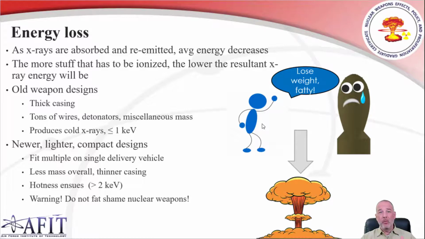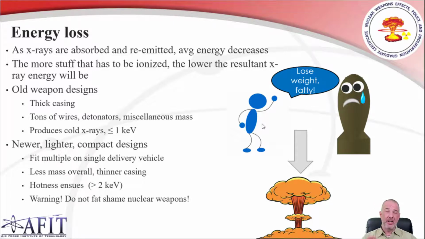Okay, old weapon designs had super thick iron or steel casing. They had a ton of explosives in there, especially with regards to an implosion type weapon. There were wires and detonators and just a whole bunch of stuff. So those older weapons, generally speaking, because they had to absorb and re-radiate those X-rays a whole lot of times before they finally completely ionized and vaporized the case, will have lost, on average, a lot more energy than a newer weapon. And this results in the X-rays, on average, being considered cold, or less than 2 keV.